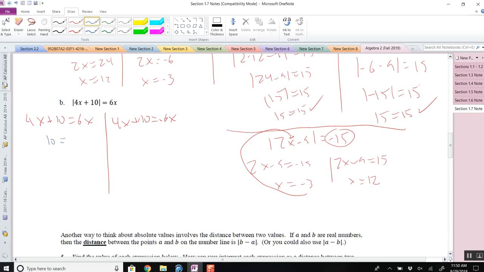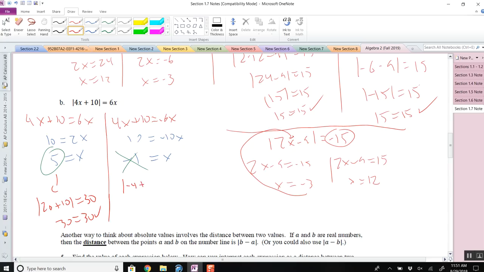Okay, hopefully you paused the video. So that's easy, 5. That's easy, that's -1. However, I know that this is not going to work, and that's going to work. Why? The reason why is that if you plug 5 in, you're going to have 20 plus 10 equals 30. Boom, 30 equals 30. That's fantastic. When you do the other one, plug -1 into the original absolute value equation, you get 6 equals -6, which is not true.